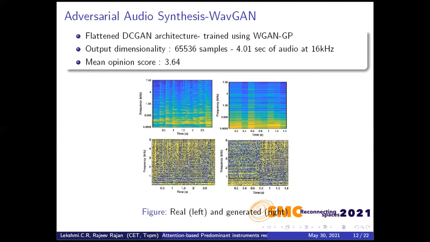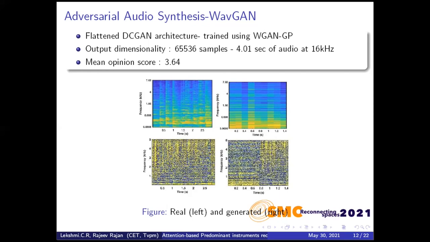The output dimension of the WaveGAN v2 is 65,536 samples, corresponding to 4.01 seconds of audio at 16 kHz. A perception test is conducted with 10 listeners to assess the quality of generated files. A mean opinion score of 3.64 is obtained.